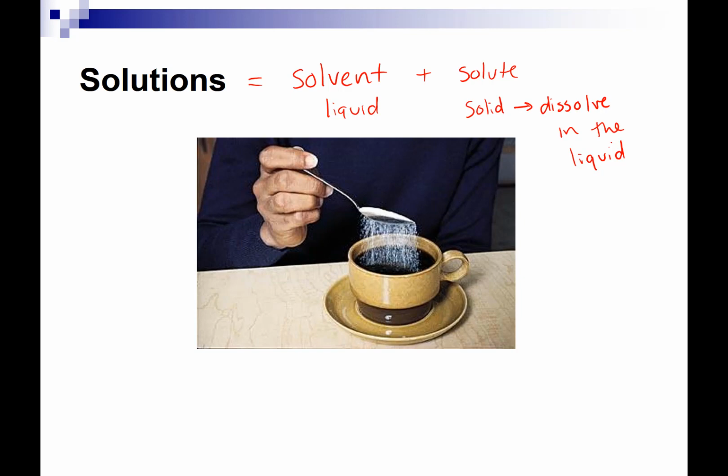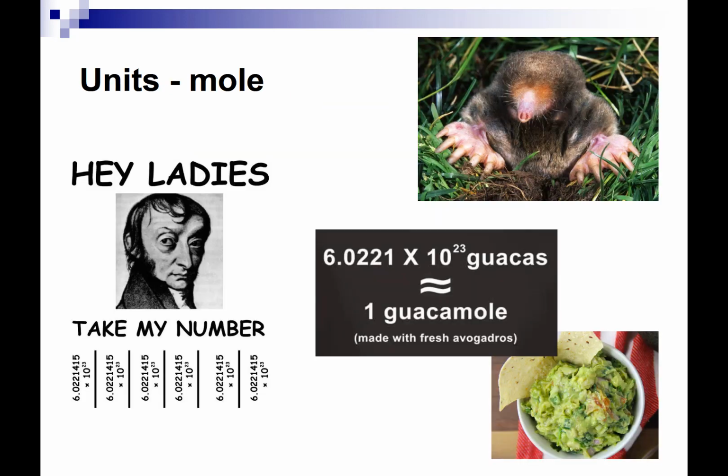And in biology, we make lots of solutions. You can even think of a cell as a solution. And the main unit used in chemistry is the mole. And not this cute guy. The mole is a defined number. So a mole is 6.022 times 10 to the 23. That's a whole lot of molecules.